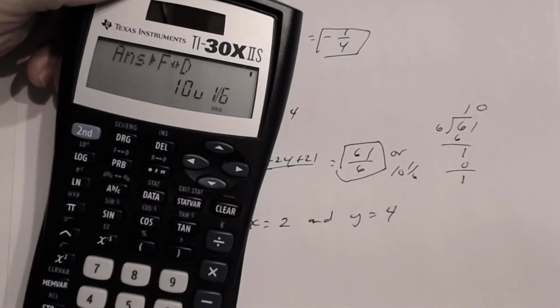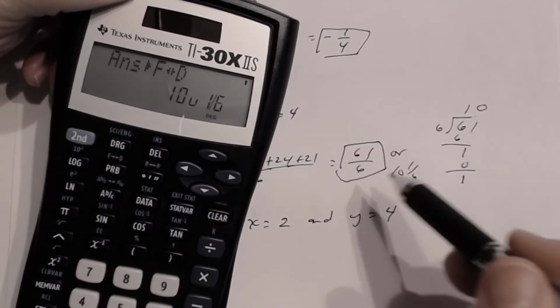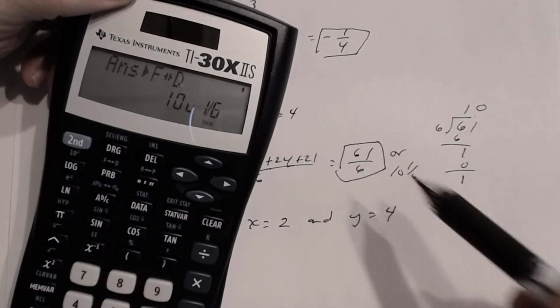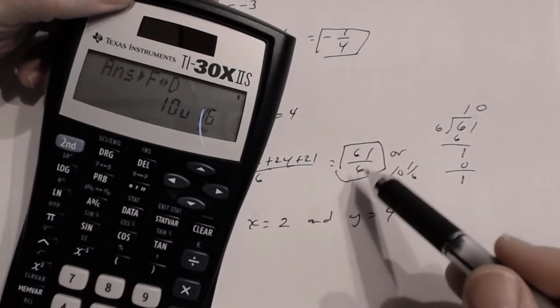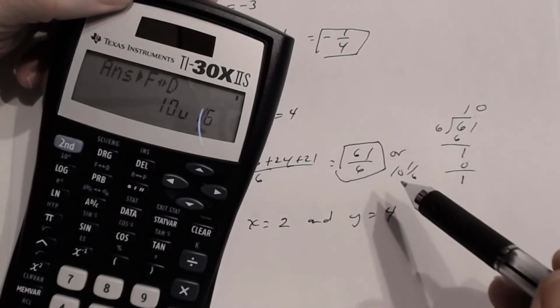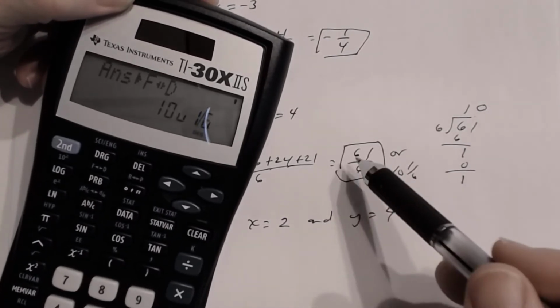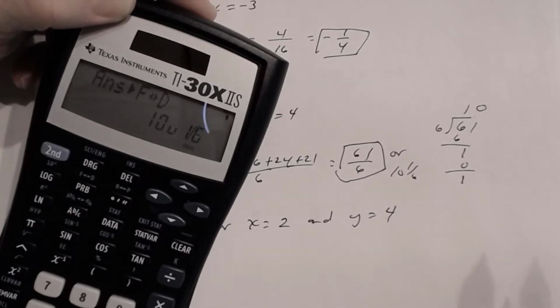It does not matter. But just leave it as 61 over 6, but you want to make sure you can reduce if you can, though. So it's not reducible, so you can leave it like this. You can write it as a mixed number, but just leave it as an improper fraction.